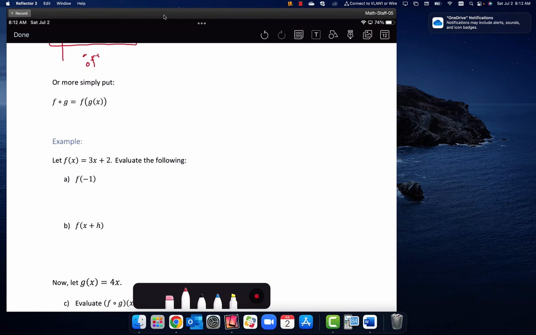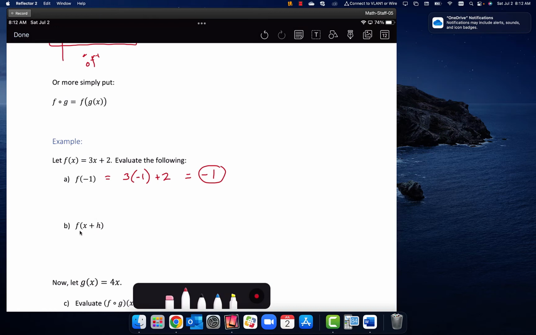So you've seen this before with just basic function notation. f evaluated at -1, or f of -1. Remember, we simply replace the x with whatever is in parentheses. We're going to do the same thing now, but we're going to use functions rather than just simple numbers.